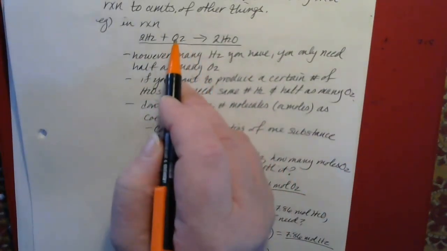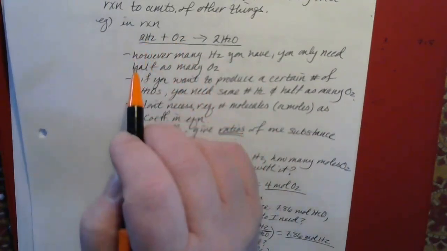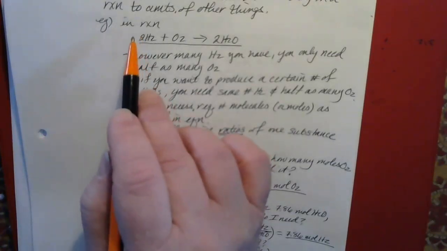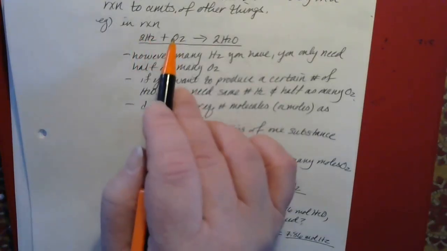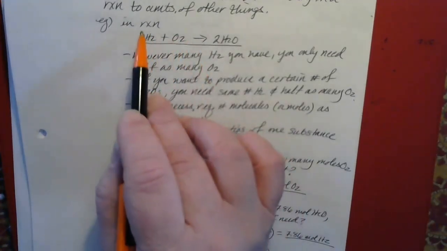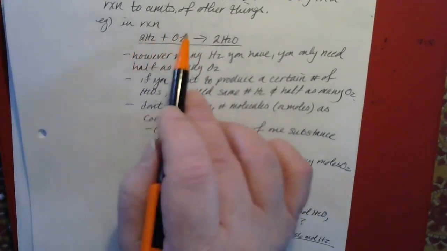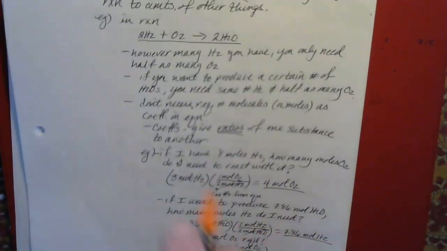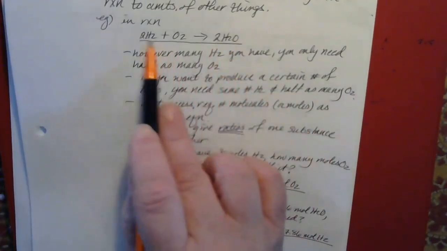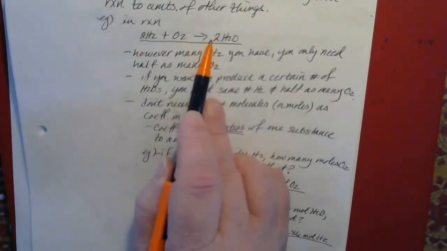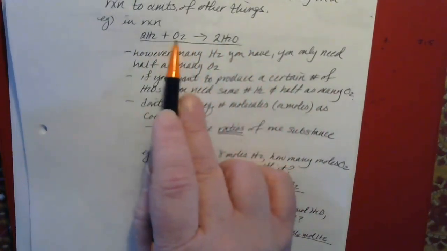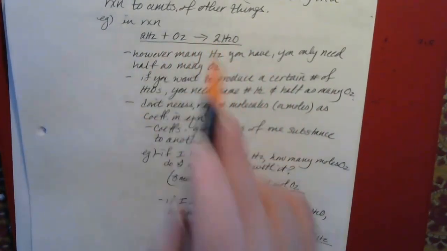You need 1 mole of oxygen for every 2 moles of hydrogen, but you don't necessarily have to have exactly 2 moles of hydrogen. So if you have, say, 3 moles of hydrogen, you need half as many moles of oxygen, or in other words, 1.5, because the ratio of 3 versus 1.5 is the same as 2 to 1. If you want to produce a certain number of H2Os, then you're going to need the same number of H2s because that's a 2 to 2 ratio, or in other words, 1 to 1. But you're only going to need half as many O2s because that's a 1 to 2 ratio.